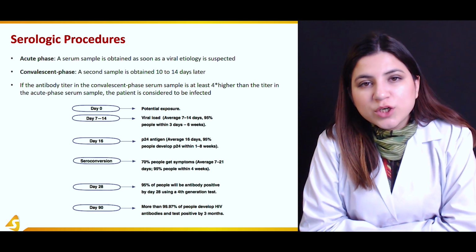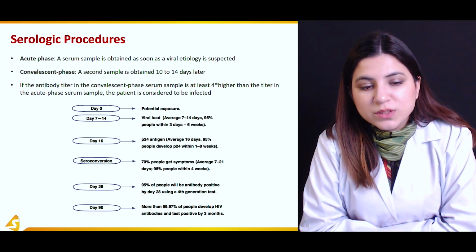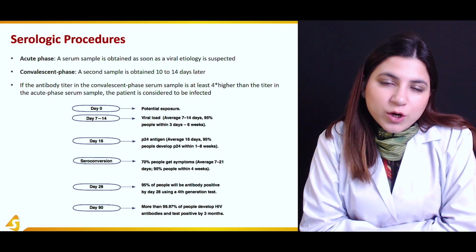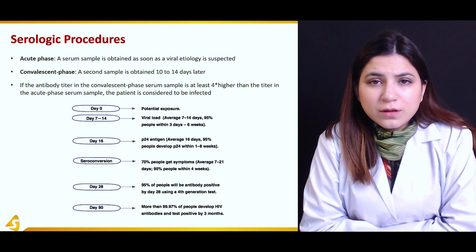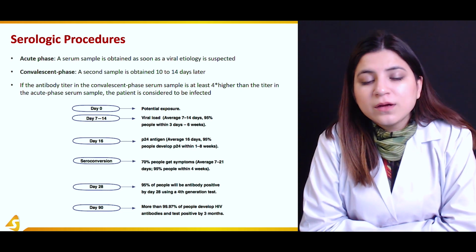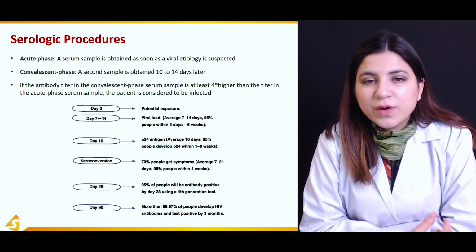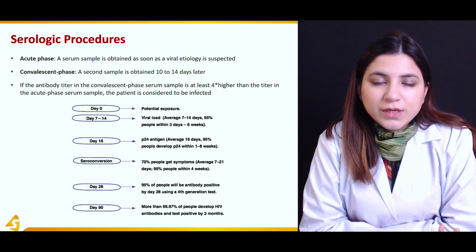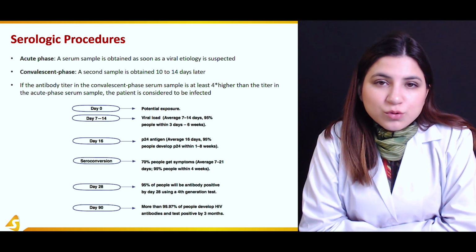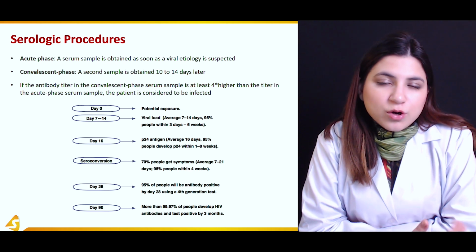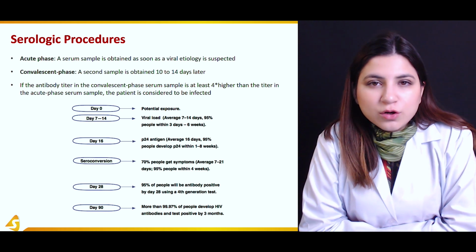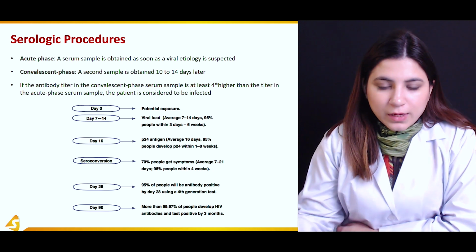But if the antibody titer is less than 4 times as compared with the antibody titer during the acute phase, or during the first sample that we obtained, then we cannot declare the patient as an infected patient, and we have to wait a couple of days more to identify whether or not an infection is ongoing inside the patient.